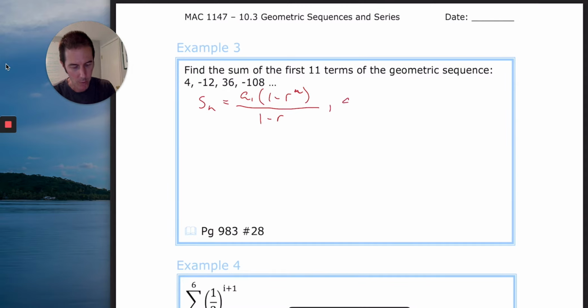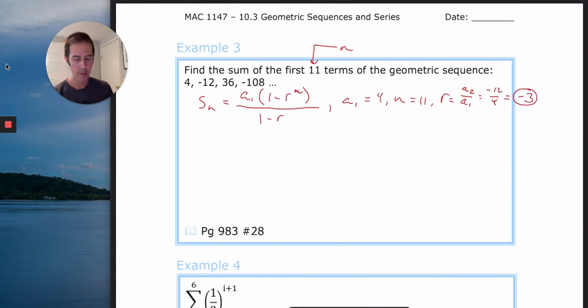Great. We just said that a sub 1 is equal to 4. We said that n is equal to 11. And if you're using the pre-printed notes, you could just put your little note up here that that's your n value. And then we need to calculate r. So r is equal to a sub 2 divided by a sub 1. In this case, that's negative 12 divided by 4, which equals negative 3. So we've got our r value, a sub 1, and great. We're good to go. Start plugging stuff in.